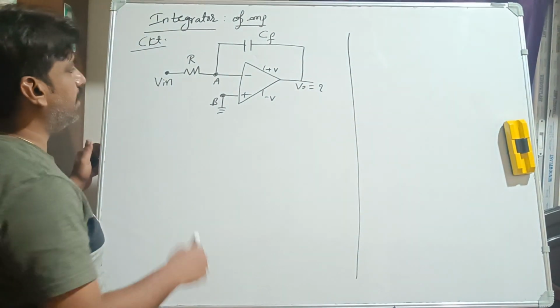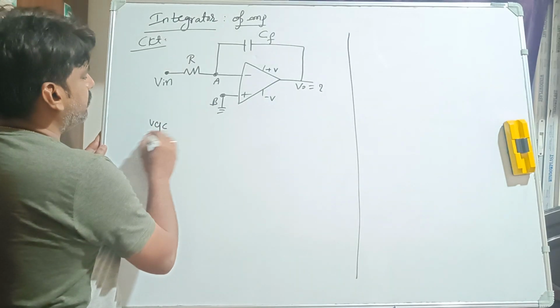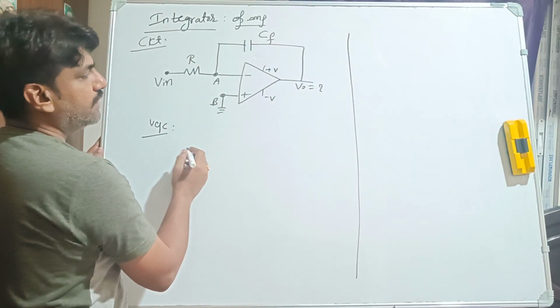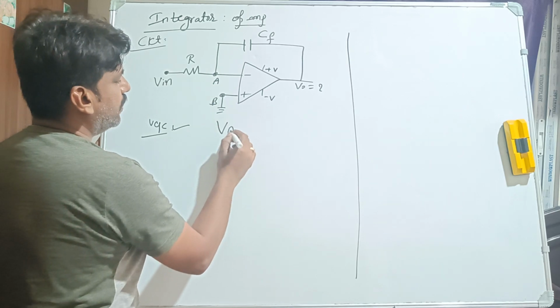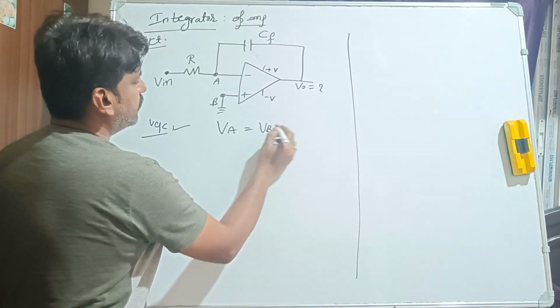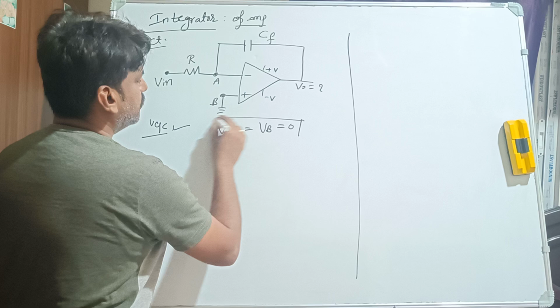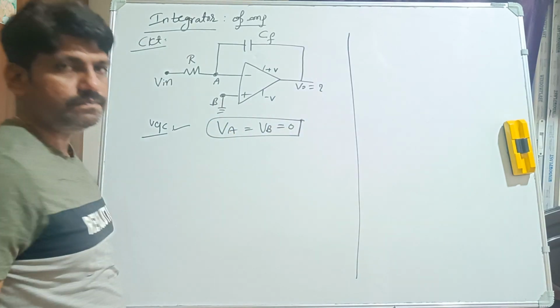For that, we will take the help of the virtual ground concept. Node B is grounded, hence from the concept of virtual ground, node A is also at ground potential. So VA is equal to VB is equal to 0. So that is the first thing, right?